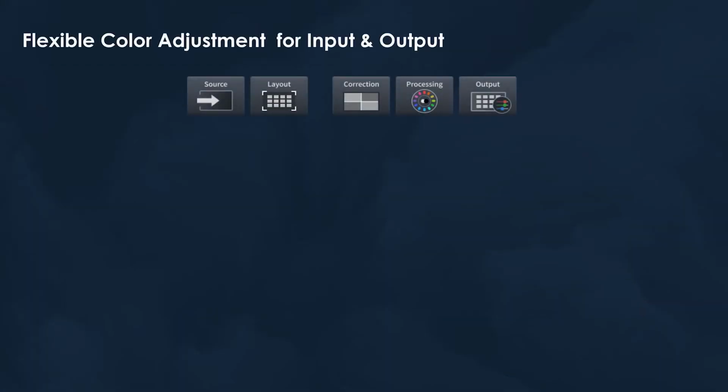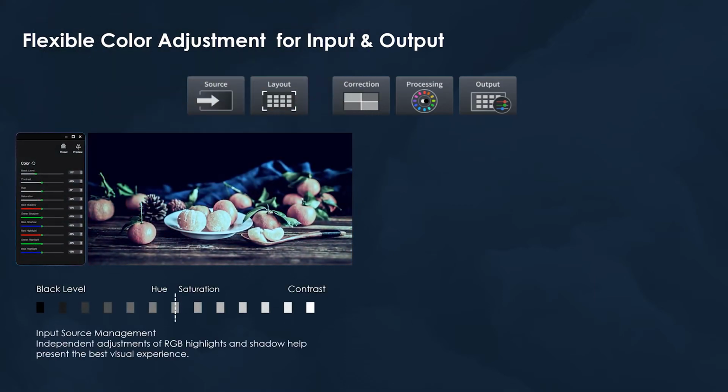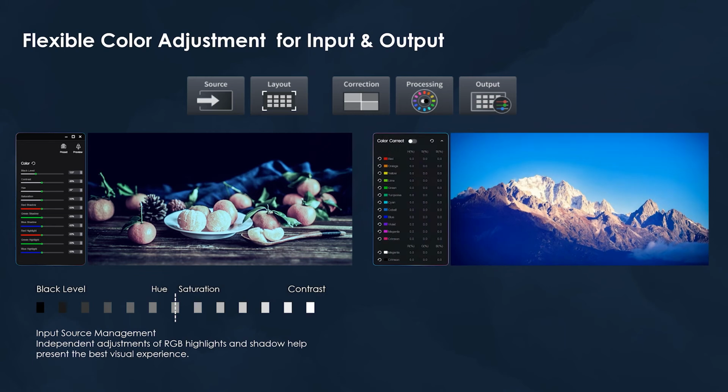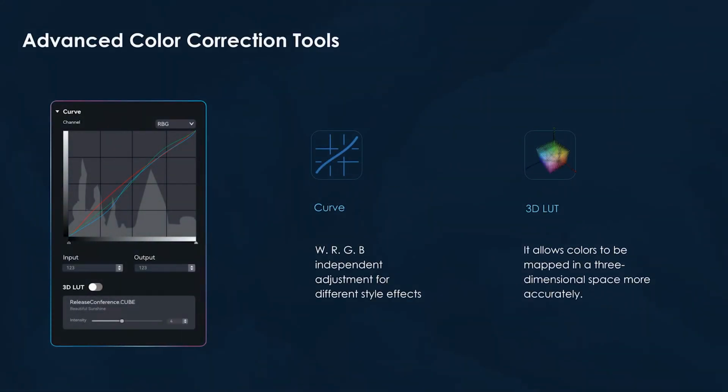NovaStar's vision management platform allows the user to adjust both the color input and the color output. Control the black level and hue, the saturation and contrast, and the RGB highlights and shadows. And output 14-channel color correction to match the accuracy of video sources, as well as primary, secondary and tertiary colors without impacting other colors. Advanced applications can access curve toning and 3D LUT color mapping in a 3-dimensional space.